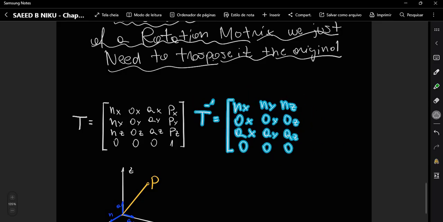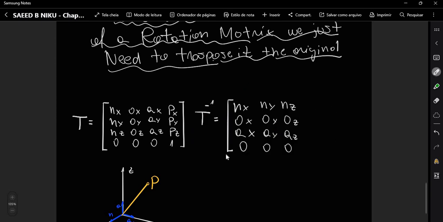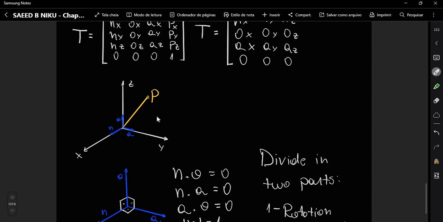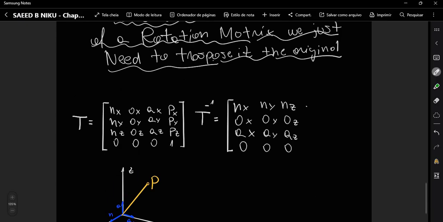And for rotation, to calculate its inverse, we just need to transpose it. And for the position part given by the vector, we do the scalar product of the vector p with each of these unitary vectors n, o, a. So it's the negative product between the vector p with each one of these vectors.